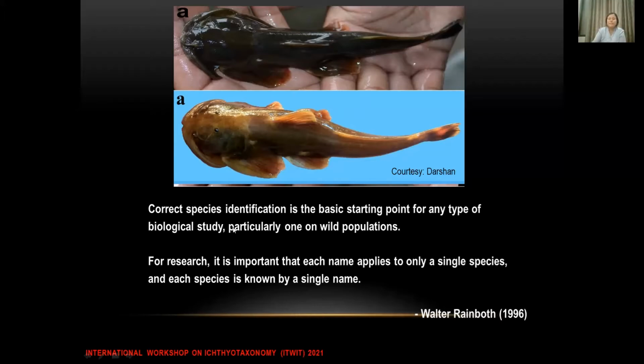The correct species identification is the basic starting point of any type of biological study, particularly on wild populations. For research, it is important that a name applies to only a single species and a species is known by a single name, which was said by Walter Rainboth. Which is very true till now. So we need to identify the species correctly. Here comes the importance of taxonomy.